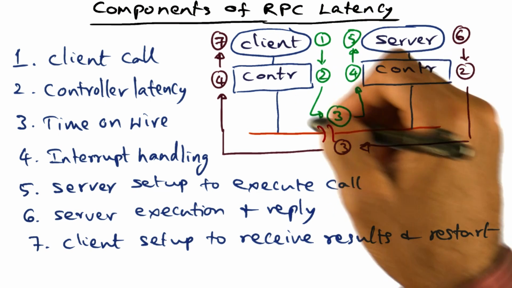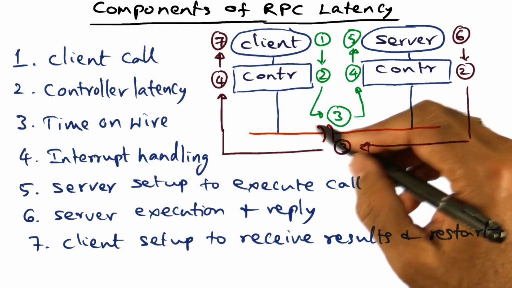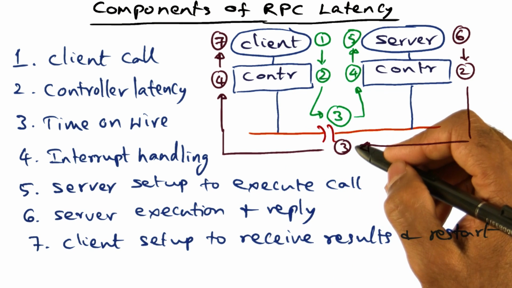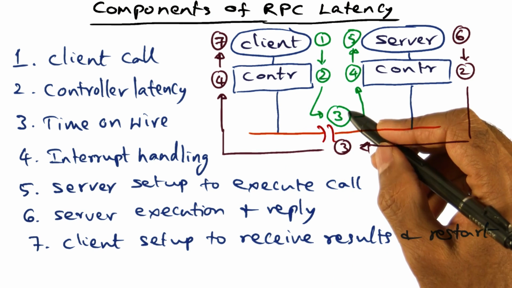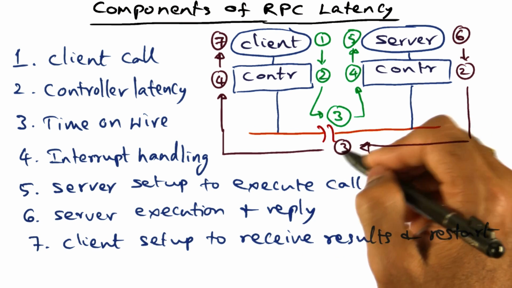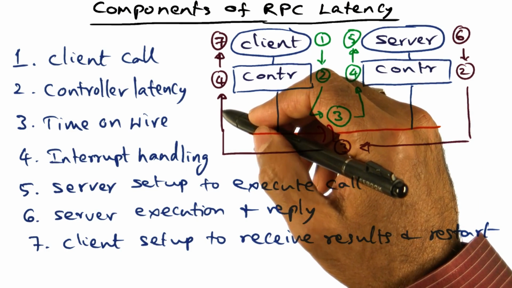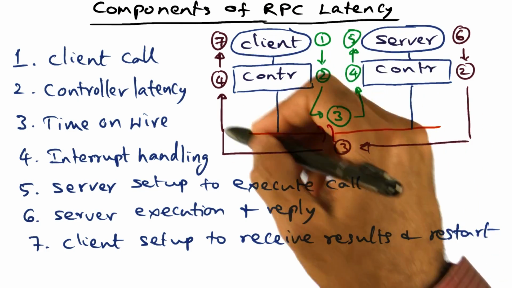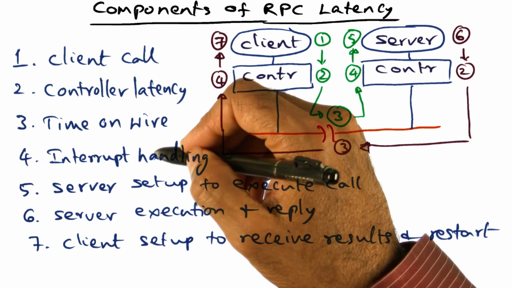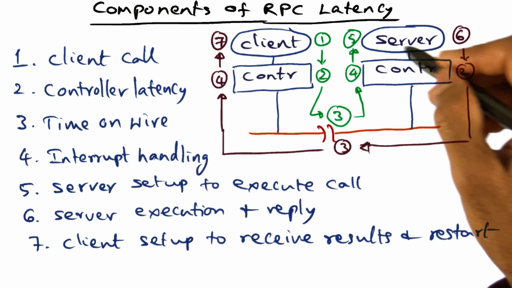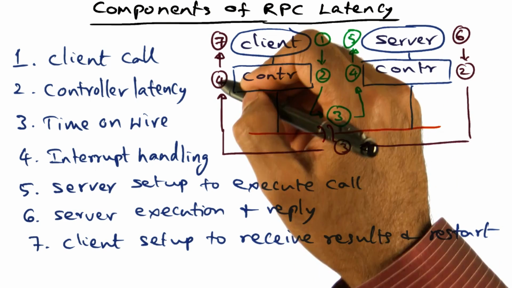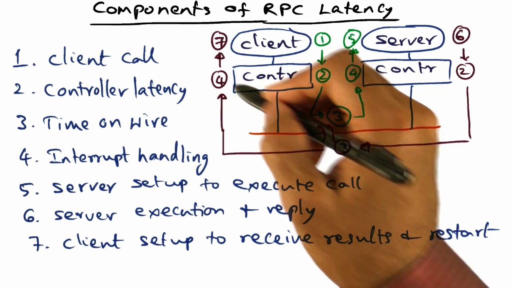Similar to sending the arguments over to the server on the wire, the results have to be sent on the wire back to the client. And so you see that item number 3, which is the time on the wire, is reappearing on the return path as well. Come over to this side. The incoming result message is going to result in an interrupt on the receiving node, the client node. And that is exactly similar to what happened on the server side, item number 4. So you see item number 4 reappearing on the return path as well. So that is the interrupt handling part.